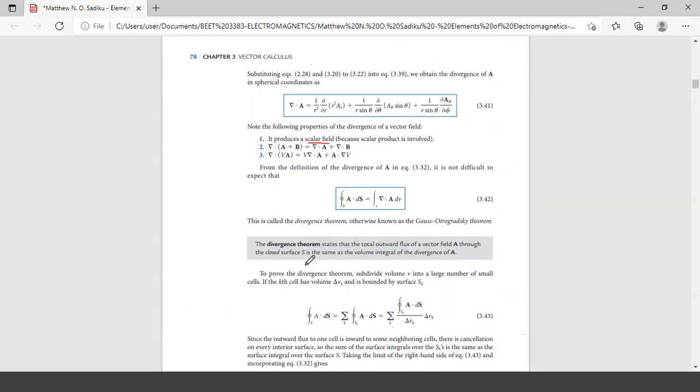So what is the divergence theorem? The divergence theorem states that the total outward flux of vector field A through the closed surface S is the same as the volume integral of the divergence of A. So this means the flux flowing out of the vector field A through the closed surface S is equal to the volume integral of the divergence of A.